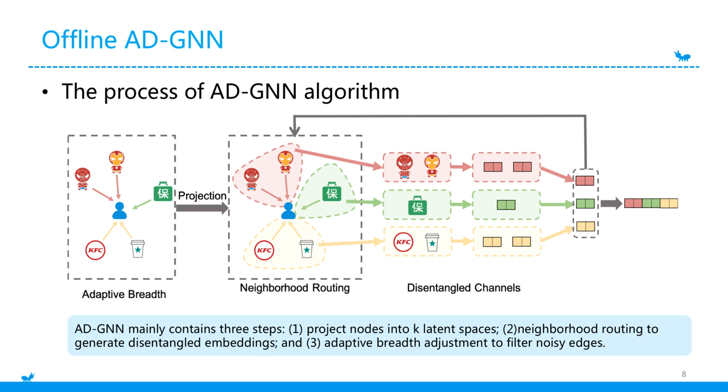ADGNN mainly consists of three steps. First, the projection of each node to K latent subspaces. Second, neighbor routing to generate disentangled embeddings. Third, adaptive breadth function to filter noisy edges.